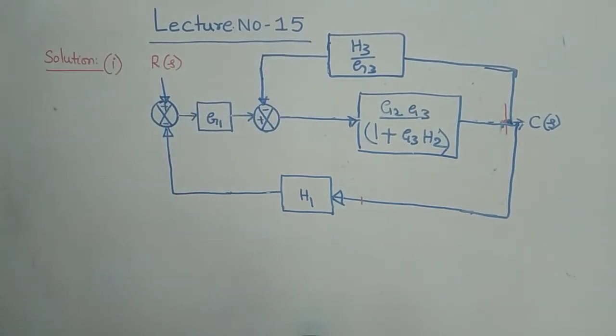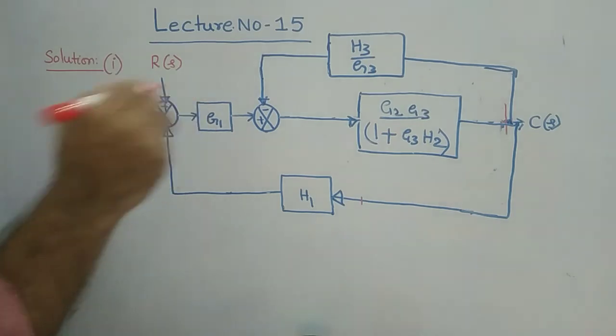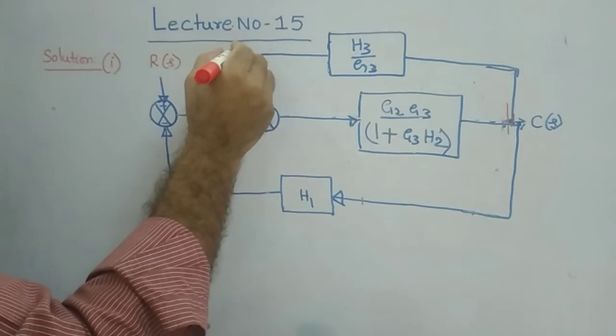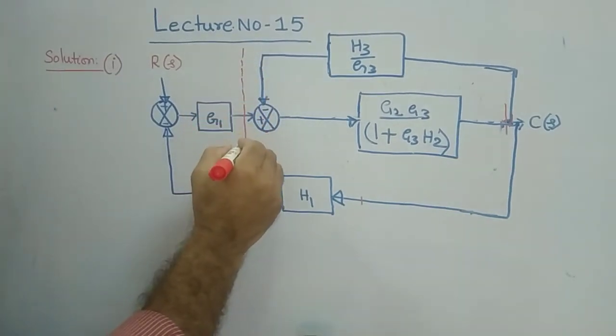And again, see carefully, what can be done here? Now here again you can observe this as a loop, this is the second closed loop.